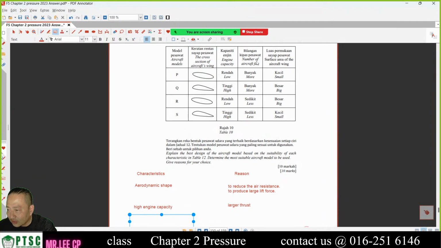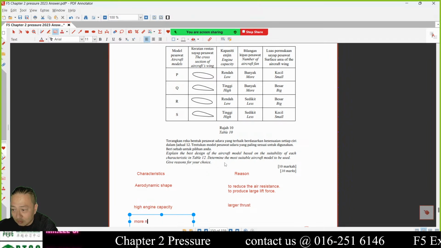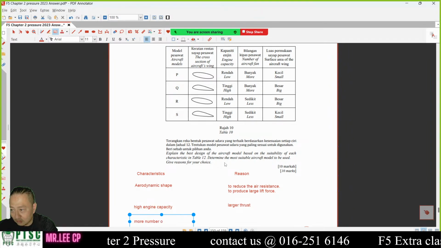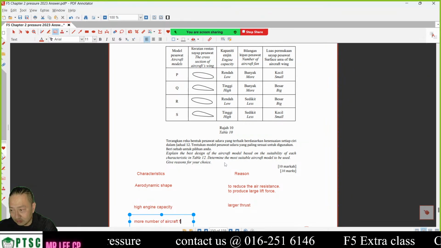Next one, number of aircraft fans. So more number of aircraft fans. Why?